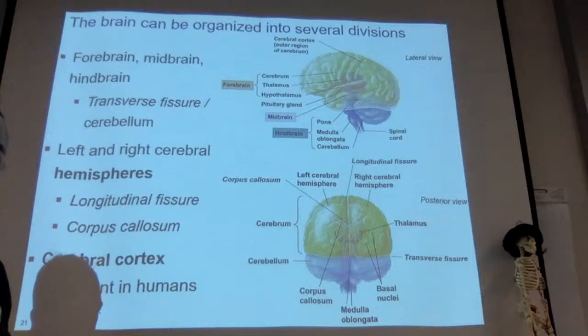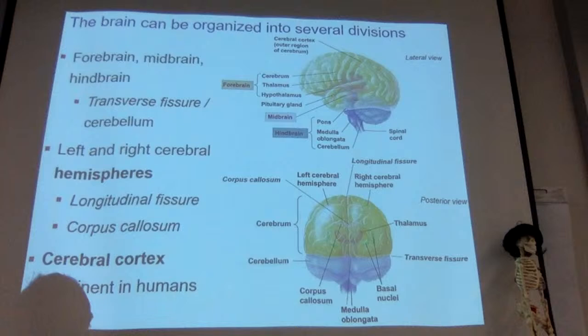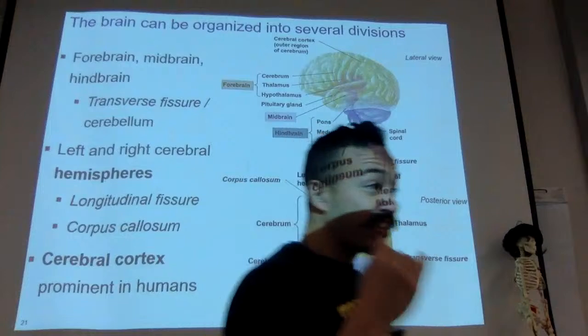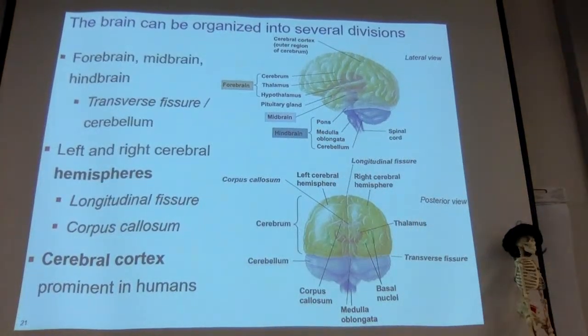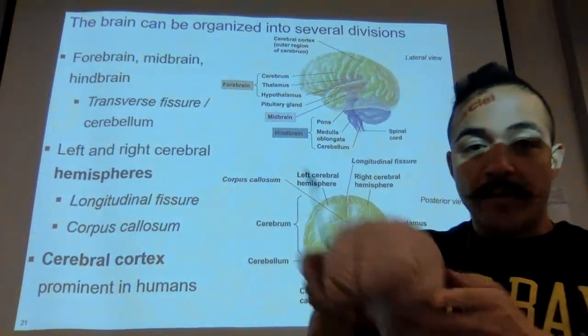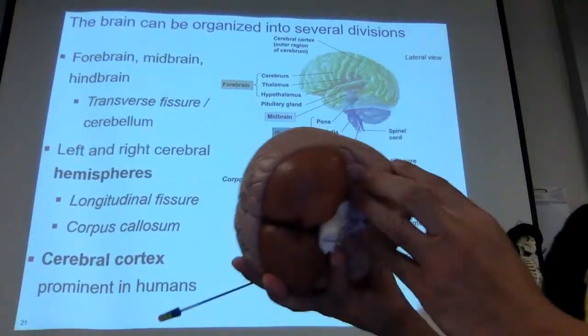When we divide the brain into different levels of organization, it's all arbitrary, but we try to make it make sense. There are several ways we can divide up the brain. We could divide it into forebrain, midbrain, and hindbrain. One way we can physically see the distinction between forebrain, midbrain, and hindbrain, just from the outside, is this.